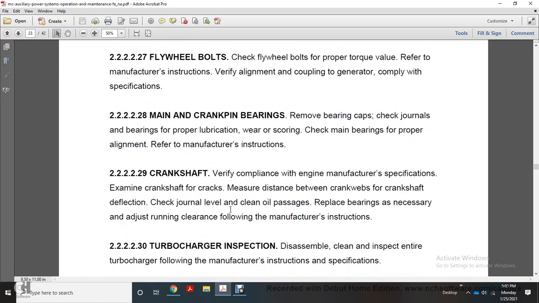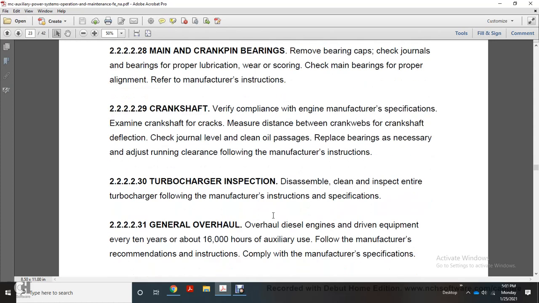Refer to manufacturer instruction. Crankshaft. Verify compliance with the engine manufacturer specification. Examine the crankshaft for cracks, and measure the distance between the crank webs for crankshaft deflection. Check the journal level and clean the oil passages. Replace bearings as necessary. Adjust the running clearance following the manufacturer's instruction.